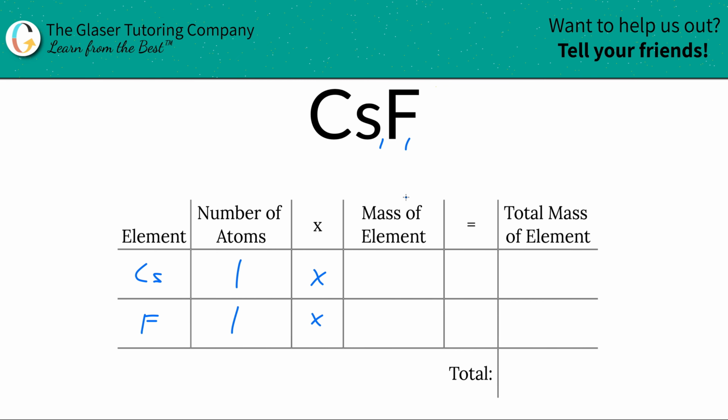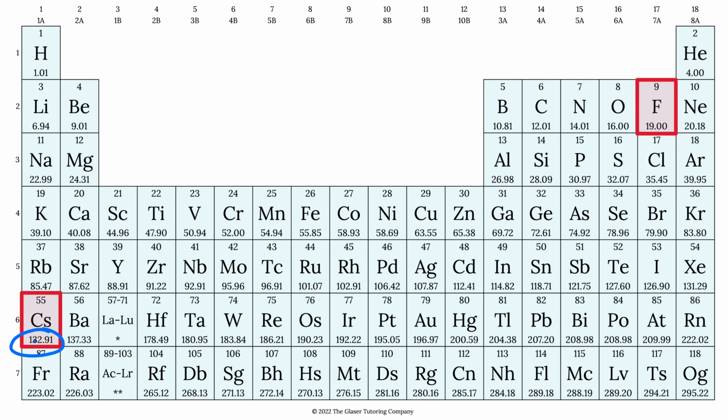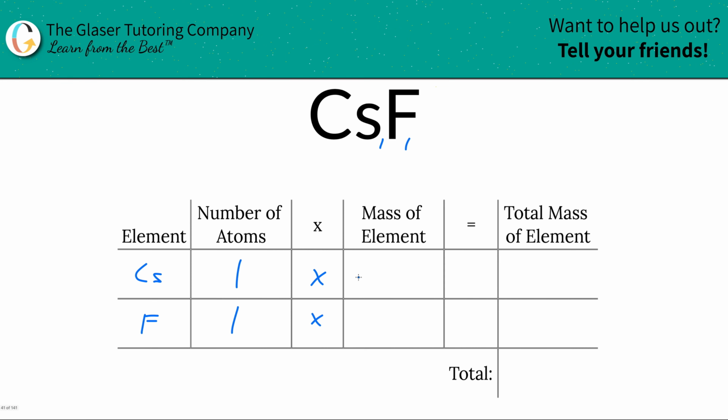Then we're going to take those number of atoms and multiply it by the mass of the element. That's where you've got to go to the periodic table. So cesium's mass is 132.91. Fluorine is going to be about 19. And we're going to write those in. So cesium was 132.91. Fluorine was about 19.00.